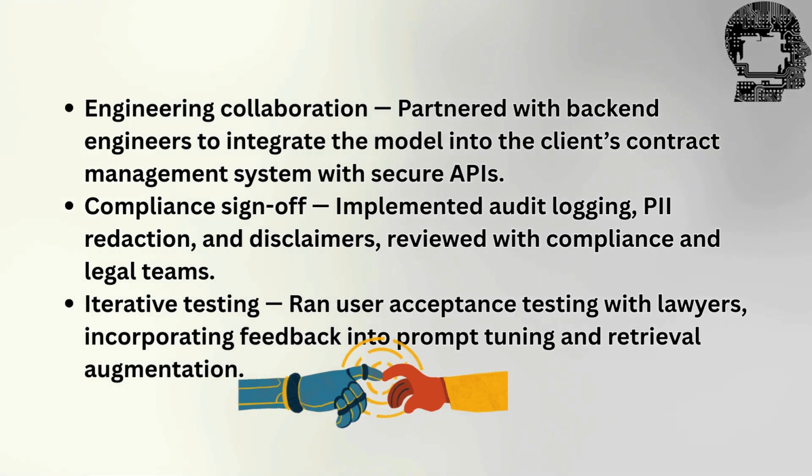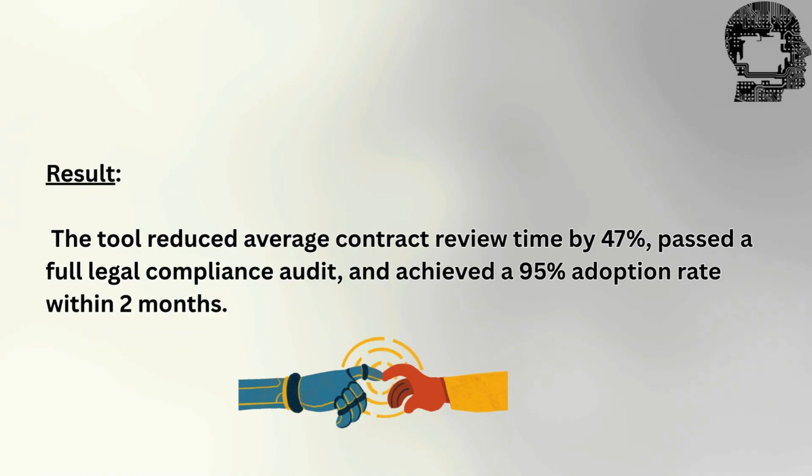Compliance sign-off: implemented audit logging, PII redaction, and disclaimers, reviewed with compliance and legal teams. Iterative testing: ran user acceptance testing with lawyers, incorporating feedback into prompt tuning and retrieval augmentation. Result: the tool reduced average contract review time by 47%, passed a full legal compliance audit, and achieved a 95% adoption rate within 2 months.